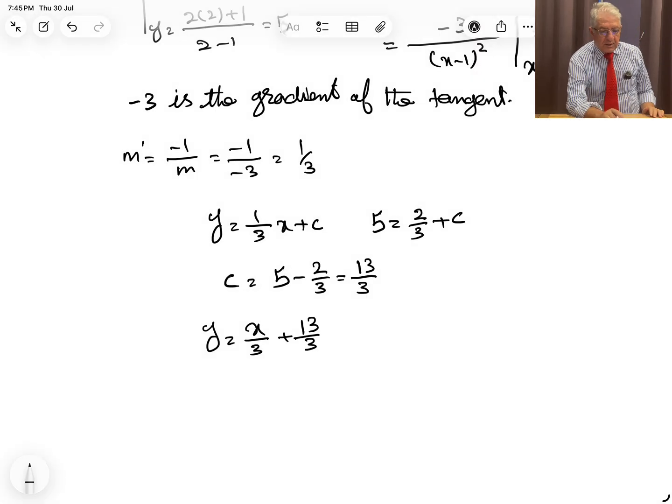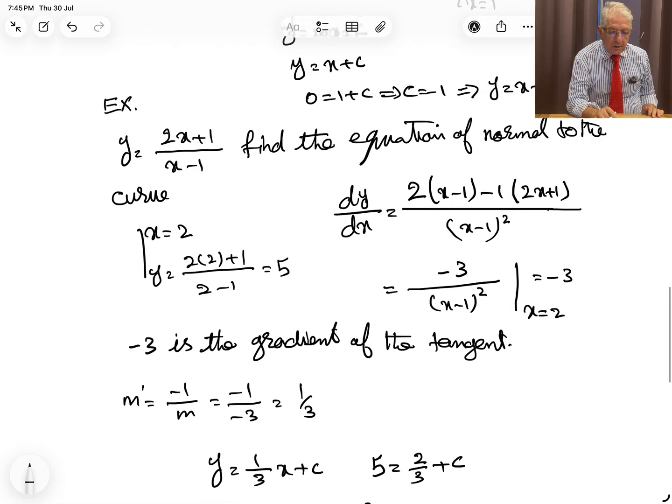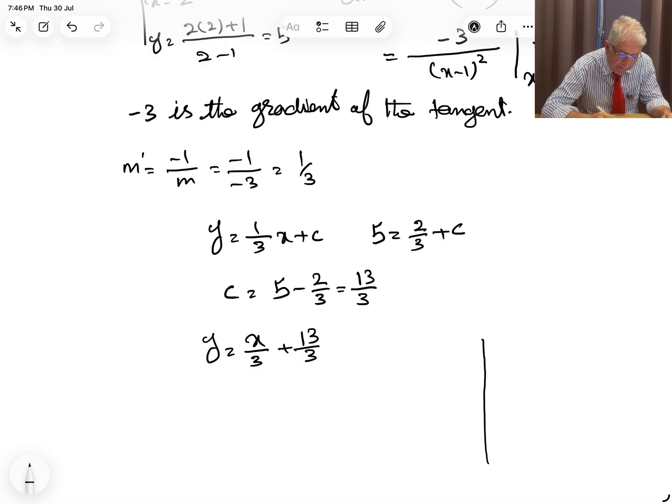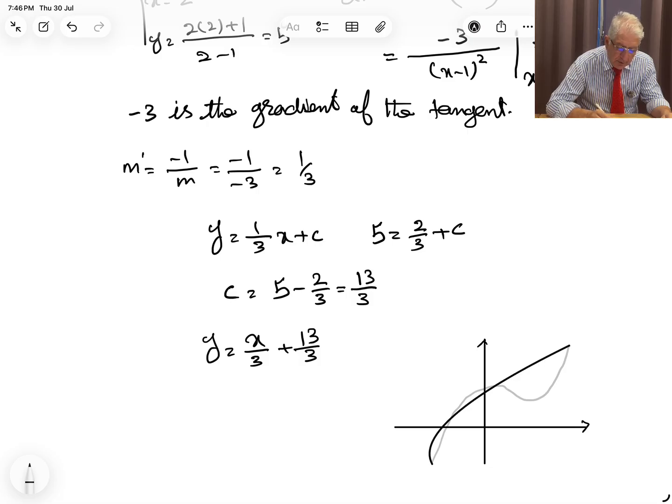So this is the equation of the normal to the curve. Now, the next important application of the derivative is determining whether a function is increasing or decreasing. Now, look at this. Suppose I have a function like this.